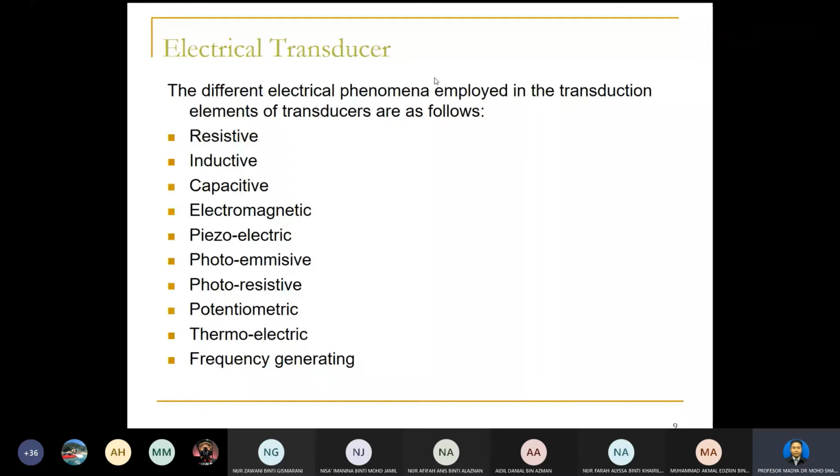For electrical transducers, this is what we call most of the electrical transducers. As mentioned to you, our class will focus on these electrical transducers. We focus on the resistive, inductive, capacitive, and so on.